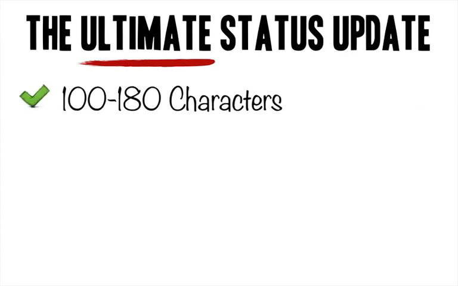So, the ultimate status update. What's included in that? The first check mark is that it's between 100 and 180 characters. What you don't want to do is go overboard with the text. The text should be short and sweet and should be enough to get the point across, to ask a question, and then that's it. Cut it off. You do not need to be going to 200 or 300 characters.